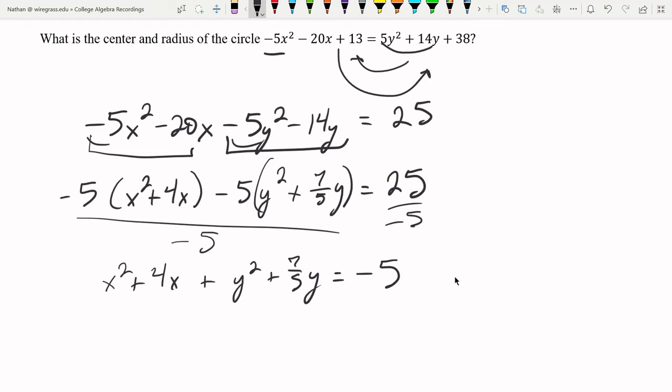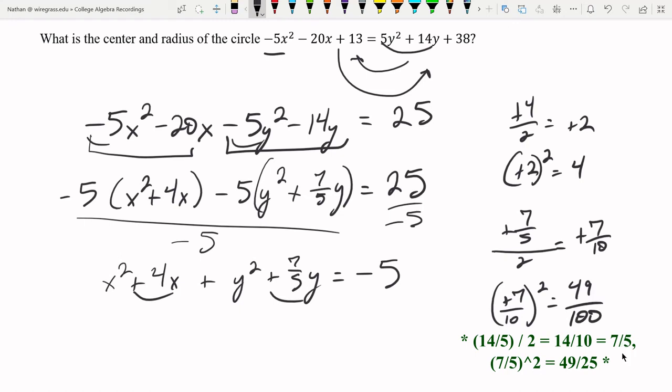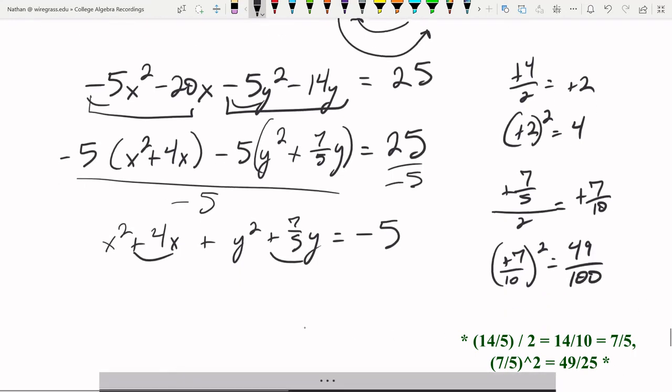And this is the same kind of process as the previous problem. So we're going to complete the square. This positive 4 divided by 2 is positive 2. Positive 2 squared is 4. Then this positive 7/5 divided by 2 is positive 7/10. Then square that is 49/100. Okay, so those numbers we're going to add and subtract.